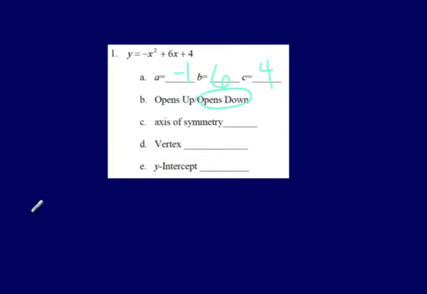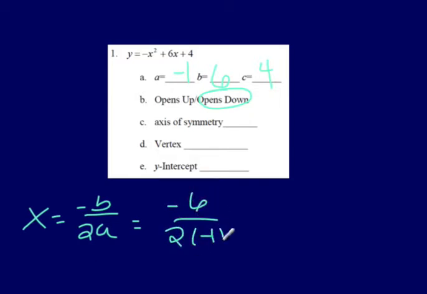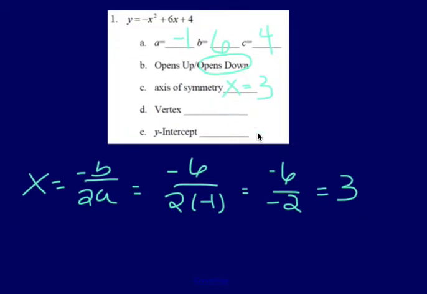Now we want to calculate our axis of symmetry, and we do that by doing x is equal to the opposite of b over 2a. So we're going to do the opposite of b over 2 times a. Then you're going to get -6 divided by -2, which is going to give you 3. So for your axis of symmetry, you get that x is equal to 3.